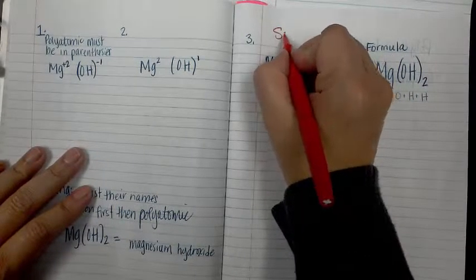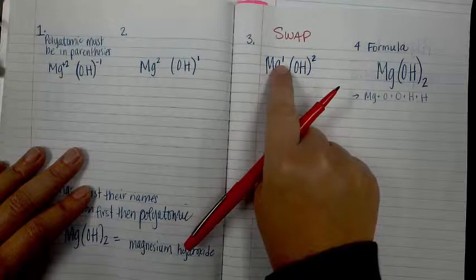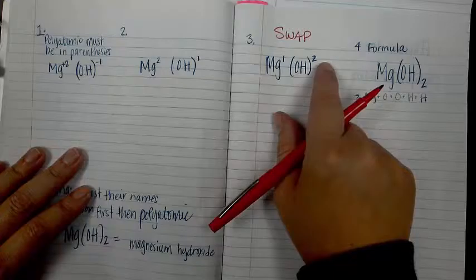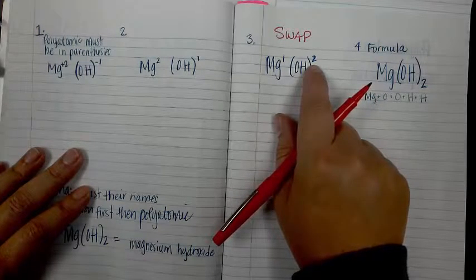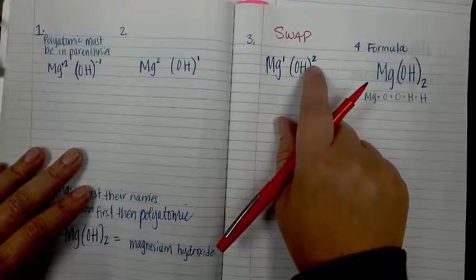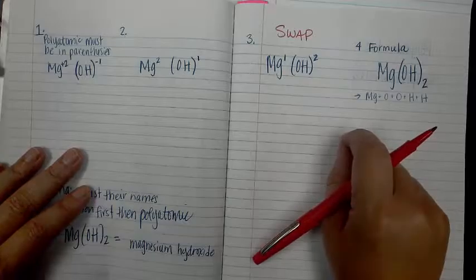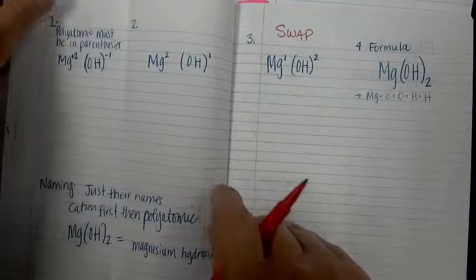I have the swap step where I've taken the 1 from the hydroxide and put it on the magnesium, and the 2 from the magnesium and put it on the hydroxide. This has to go outside the parentheses. You are not allowed to change anything inside the parentheses ever. So none of the numbers that you write from now on can ever go inside the parentheses unless they're originally on the parentheses on this chart.